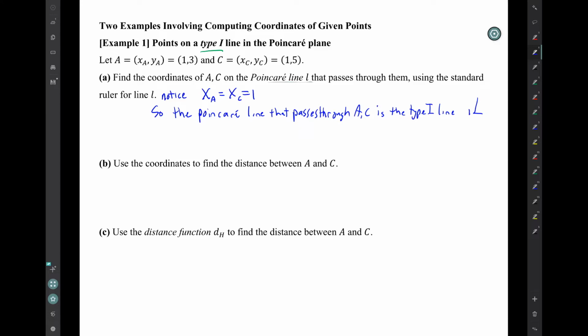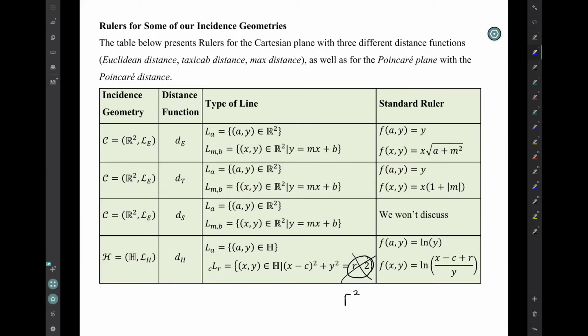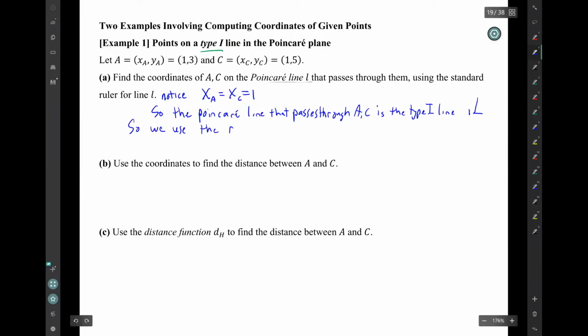So we have to go up and find the formula for the ruler of a type 1 line. In the Poincare plane, for a type 1 line, this is the formula for the ruler. F of (a, y) is going to be ln of y. So we use that formula. F of (1, y) is ln of y. So that means f of A is ln of 3. Notice that I've done my usual. I've written down the exact answer first. The exact answer is ln of 3. And the approximate answer is 1.099.